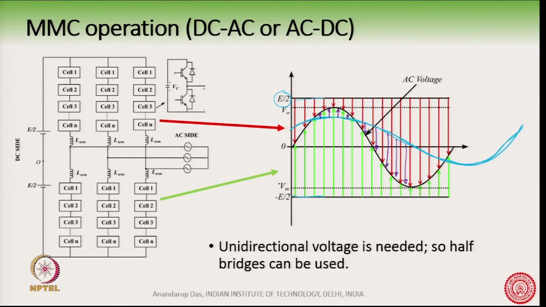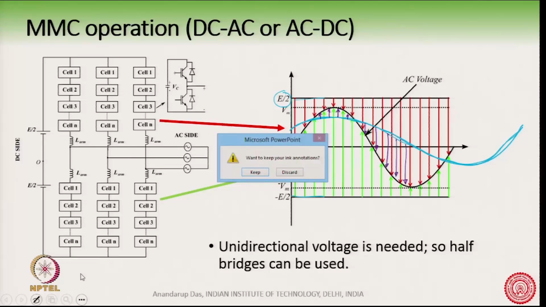So, these indicate that we need a bidirectional voltage capability from the arm. But it is possible to have a single phase AC from a 3 phase AC. That is what we were looking at here.